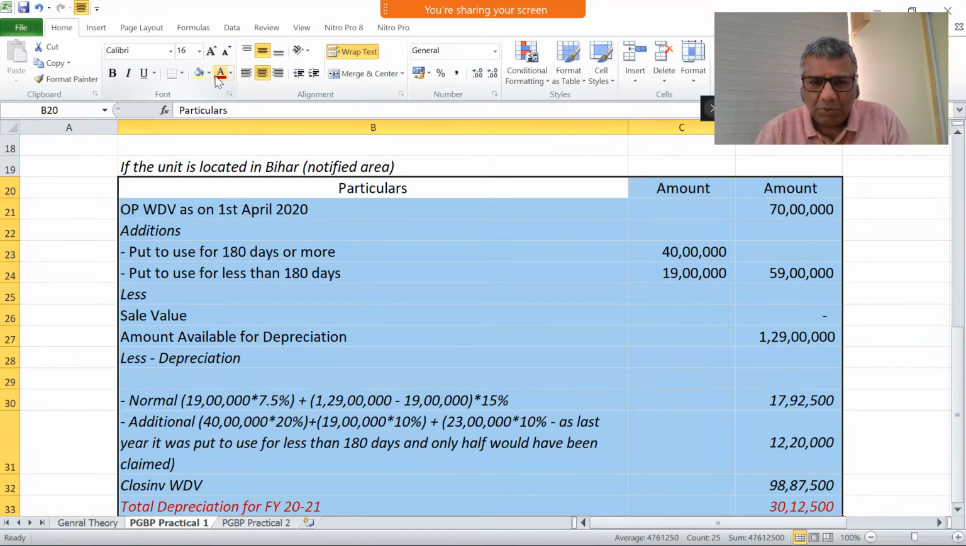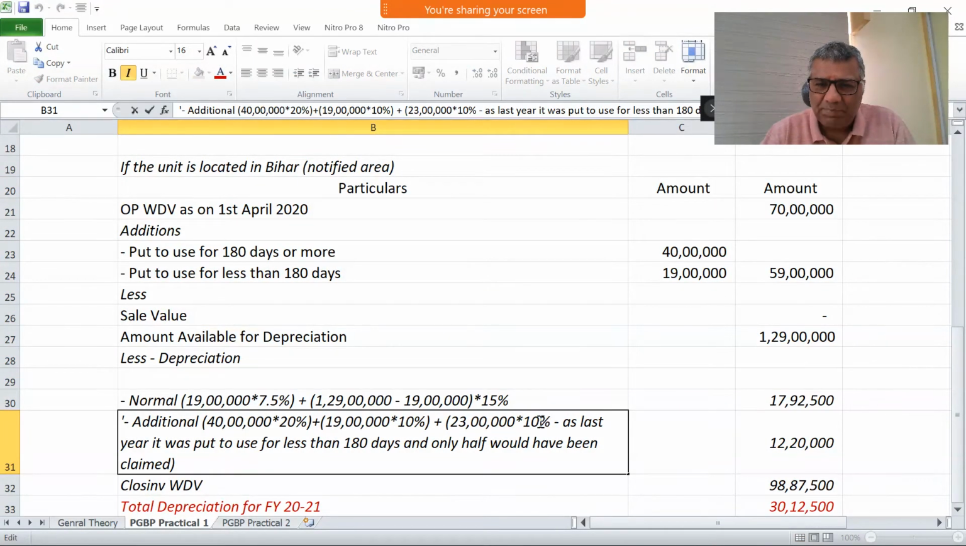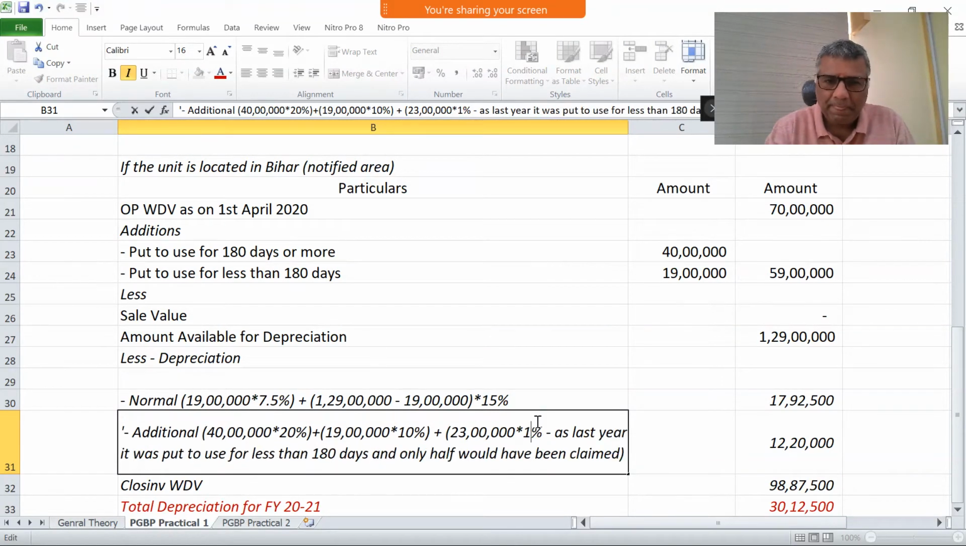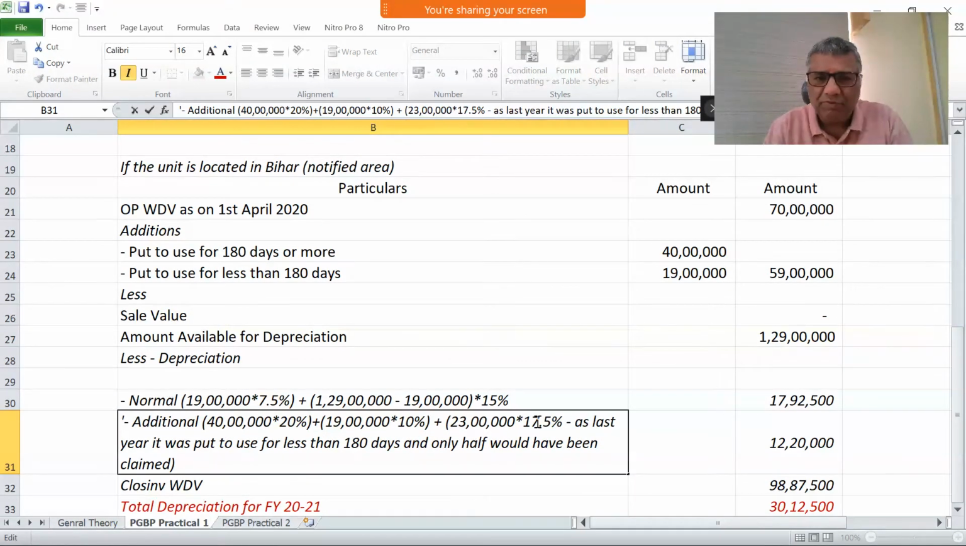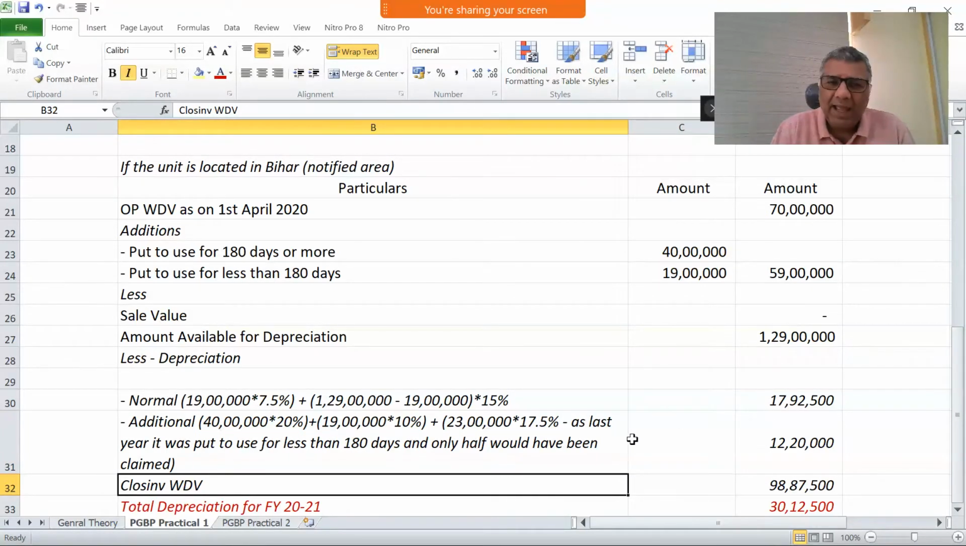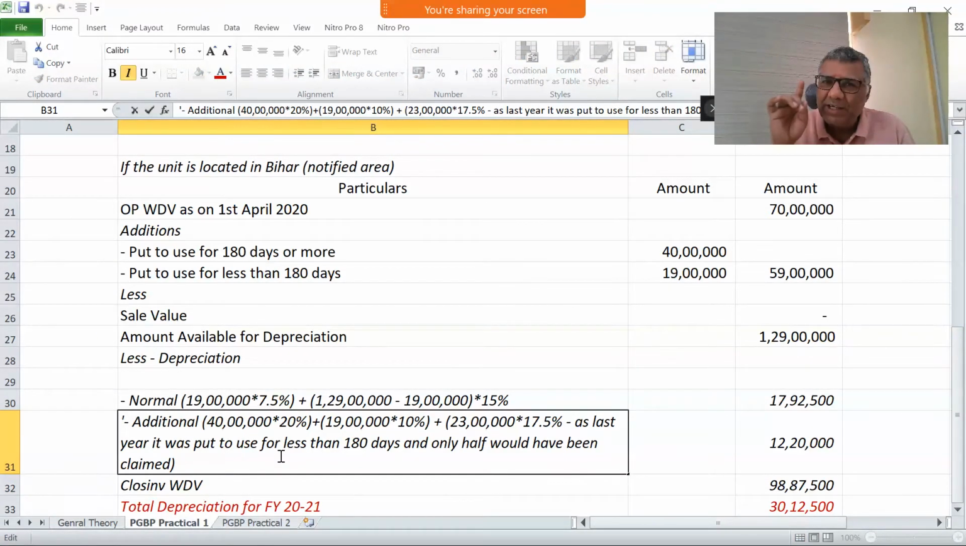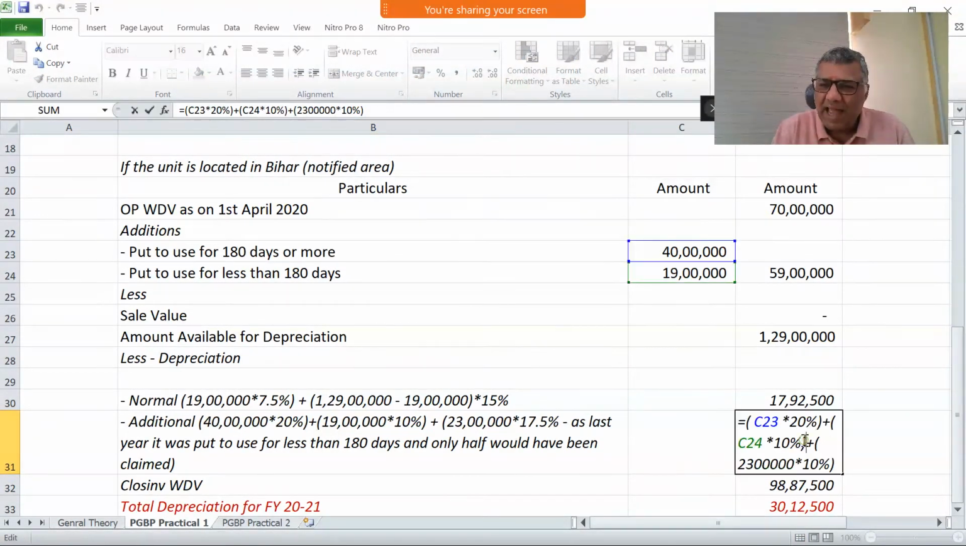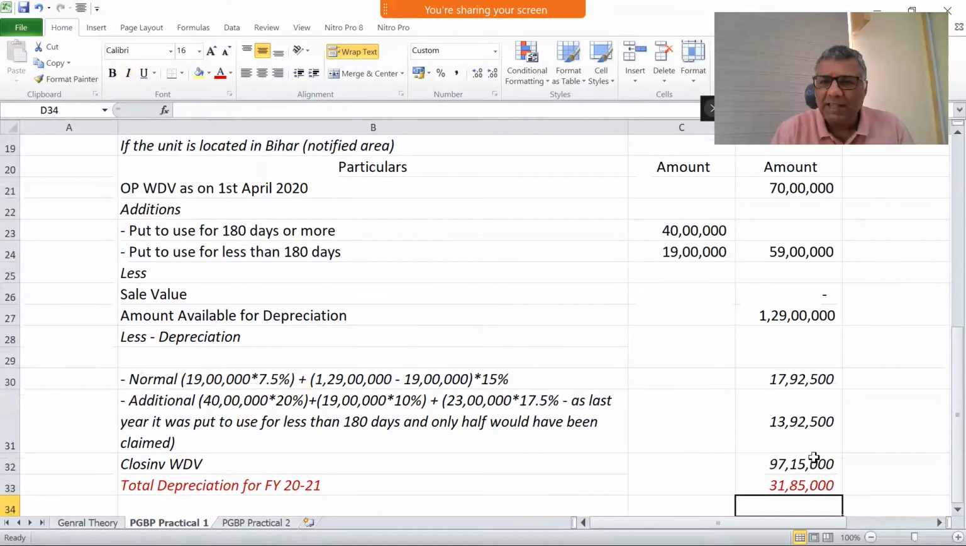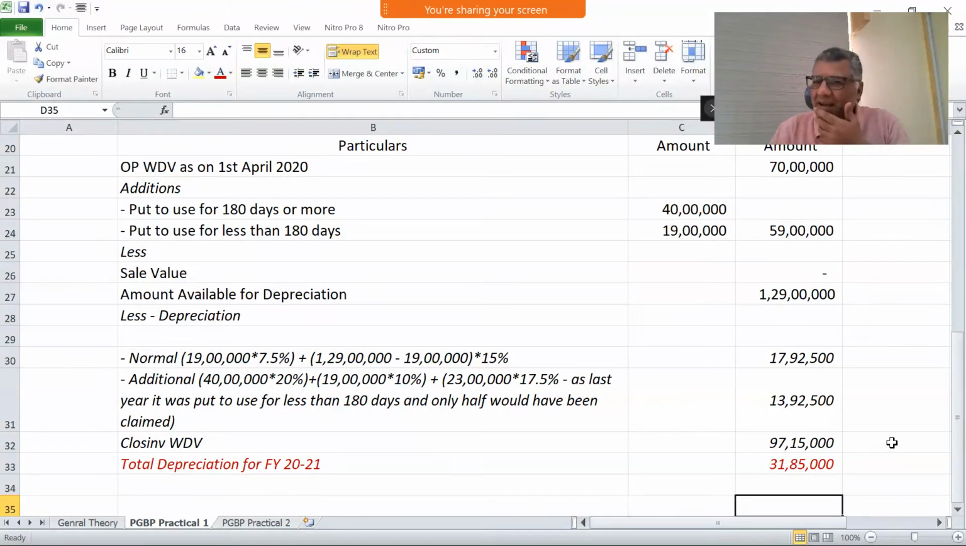Nothing changes except this will be 17.5%, as last year only half would have been claimed. Last year it was 35%. So this answer alone will be 17.5. Otherwise the same working. Very rare, I don't expect a question. For the 70 marks there is so much to question, so amendment provisions they will never question.